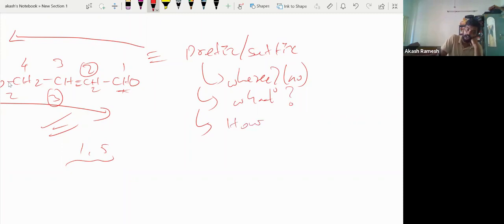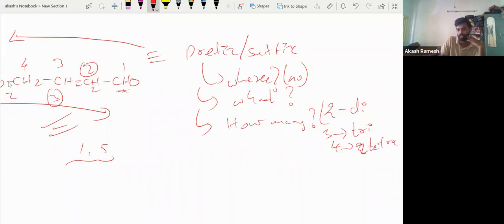Third thing is how many. Now for how many, if you have only one, don't specify anything. But if you have 2 such groups, then you will use di. If you have 3, you will use tri, and so on and so forth. If you have 4, you will write tetra. So like this it will go. More than 4 you will not have, don't worry. Di and tri you will be using so many times. Di definitely you'll use so many times. So these 3 things should be answered.